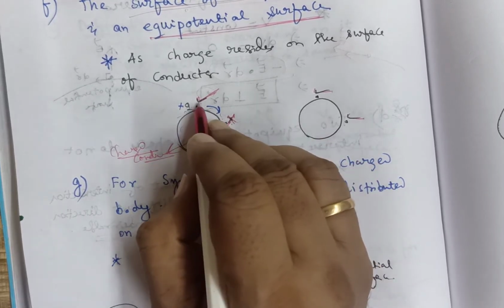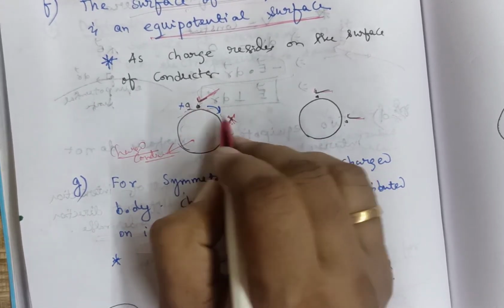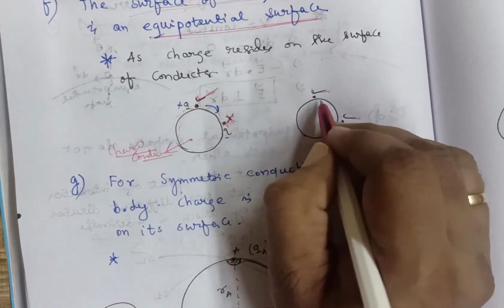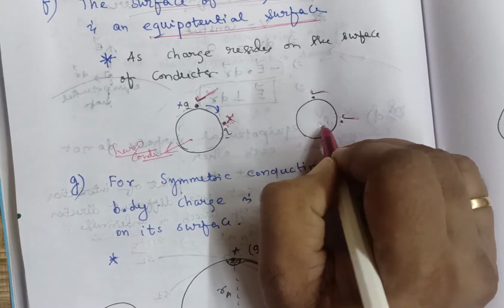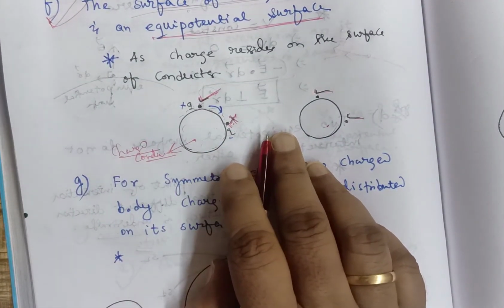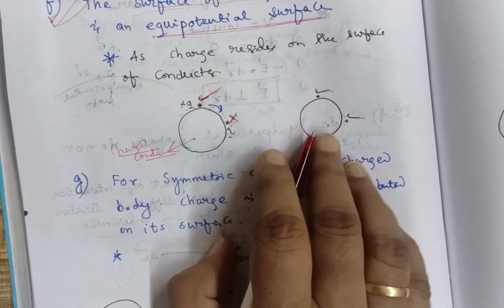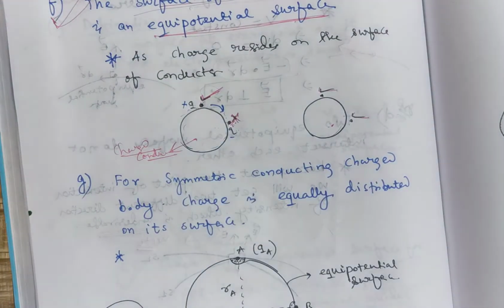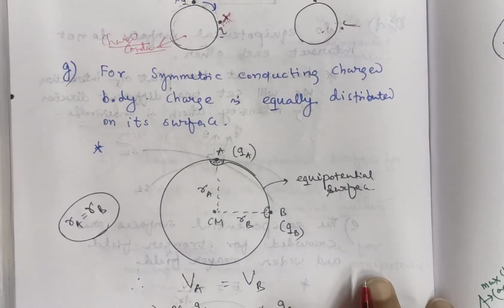If there is a change in potential difference, then definitely charge will flow from higher potential to lower potential to maintain the equipotential surface. So you should remember, for a conducting charged body, the surface is always an equipotential surface. Then there are two important points.